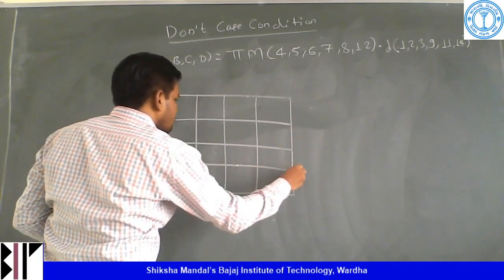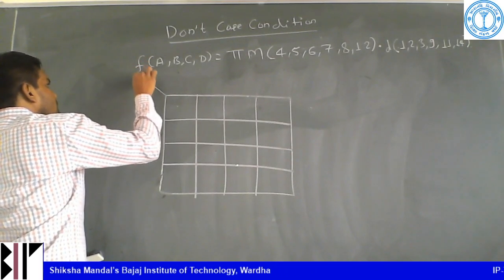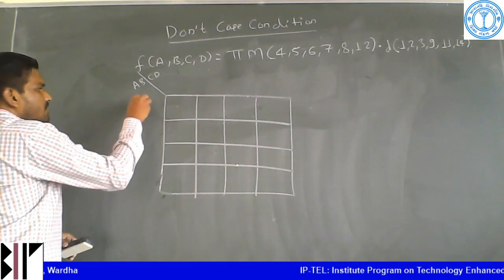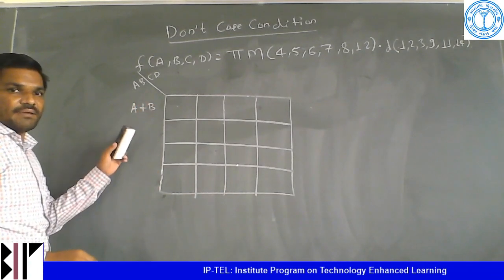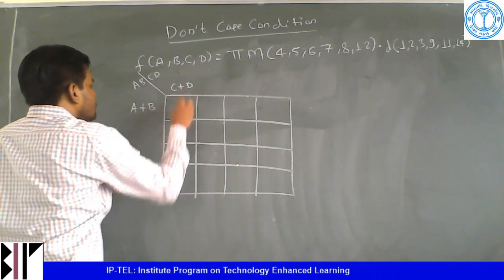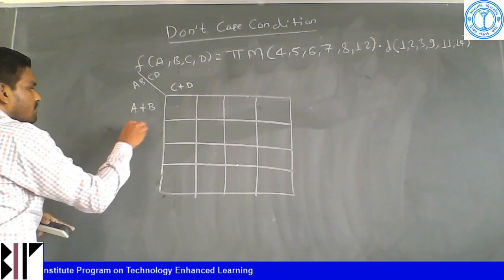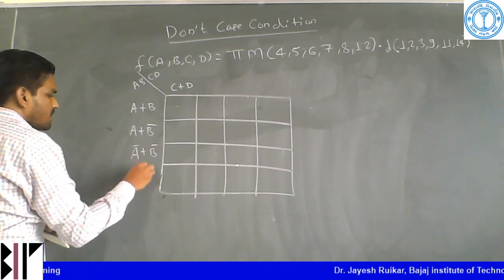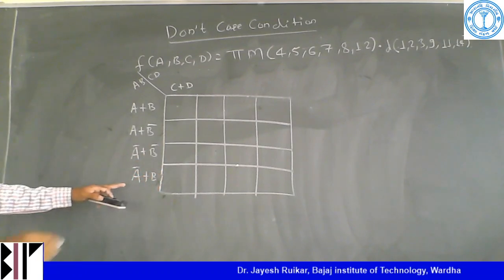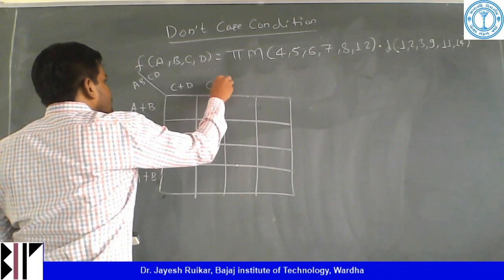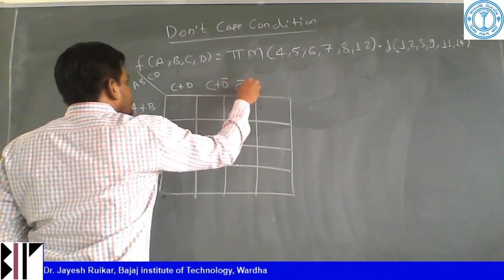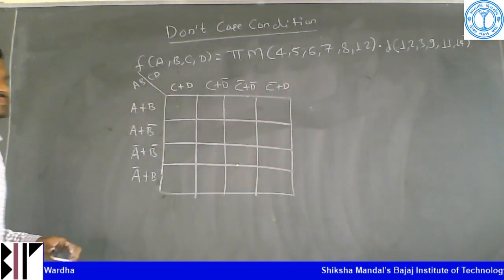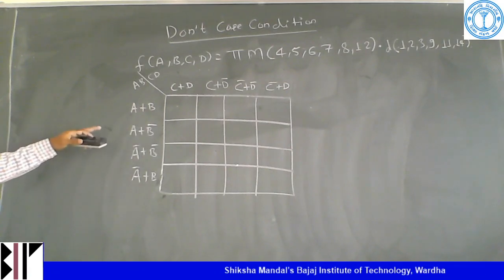So this is my K map for four variables. This is my A, B on this side, and then on this side C, D. So this is my A plus B, right? A plus B. This is my C plus D. Then I am writing A plus B bar, then A bar plus B bar, then A bar plus B. Then on this side C plus D bar, C bar plus D bar, and then C bar plus D. Got it?